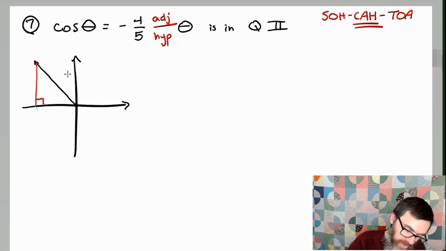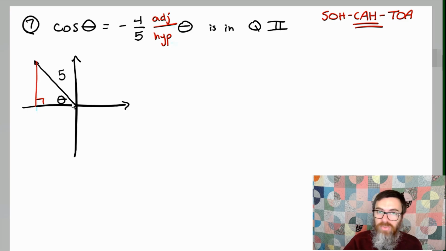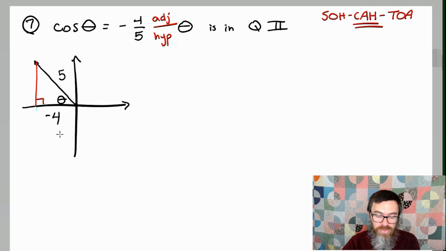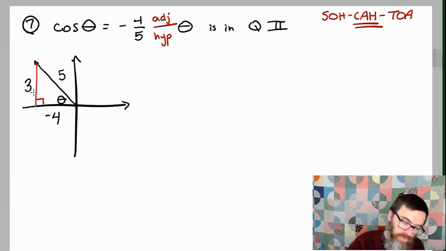The hypotenuse is 5. The adjacent side to our theta, of course theta is always formed by the x-axis and the terminal side, is negative 4. All I need to do is find the y value. But I feel like we have some kind of Pythagorean triple that has 5 for the hypotenuse and 4 for one of the legs. And if you remember, that's going to be 3.